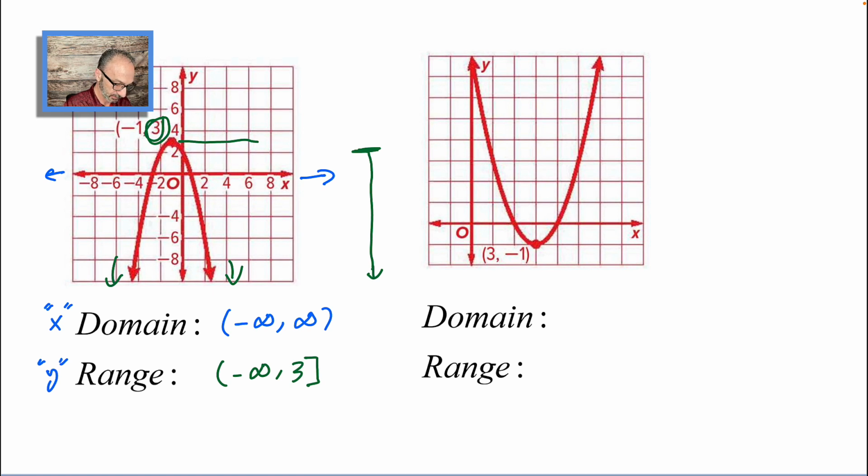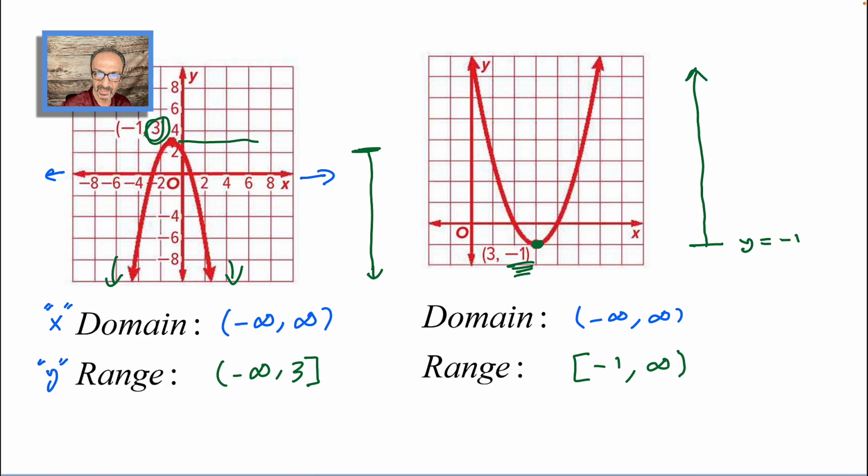The domain is still negative infinity to positive infinity, all real numbers. The range goes from this level all the way up, because it's the y values, and this level is when y equals negative 1. It cannot be below negative 1, and negative 1 is included in the graph. So the range is from negative 1, including negative 1, all the way up to positive infinity. Of course, an open parenthesis is always used at infinity.